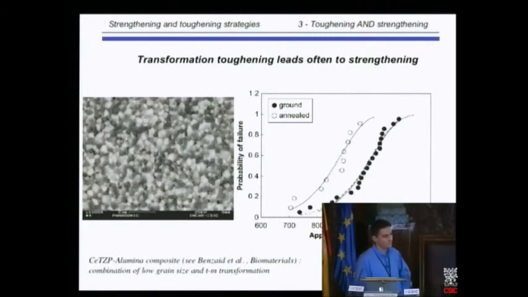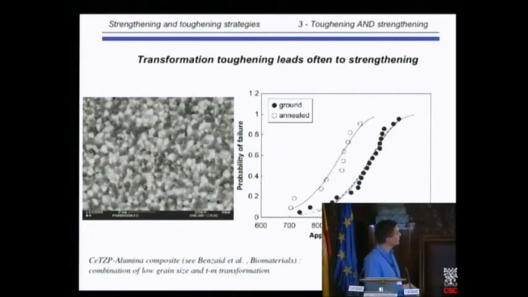Here is an example we have studied, one or two minutes and that will be finished. So here is an example of a ceria stabilized zirconia alumina composite. We have studied this during the NanoCare project. So it's a low grain size ceria stabilized zirconia plus an alumina composite. Here is the probability of failure versus applied stress for ground specimens, so really hard grinding, and then for specimens which were ground, then annealed to completely remove the effect of the phase transformation.